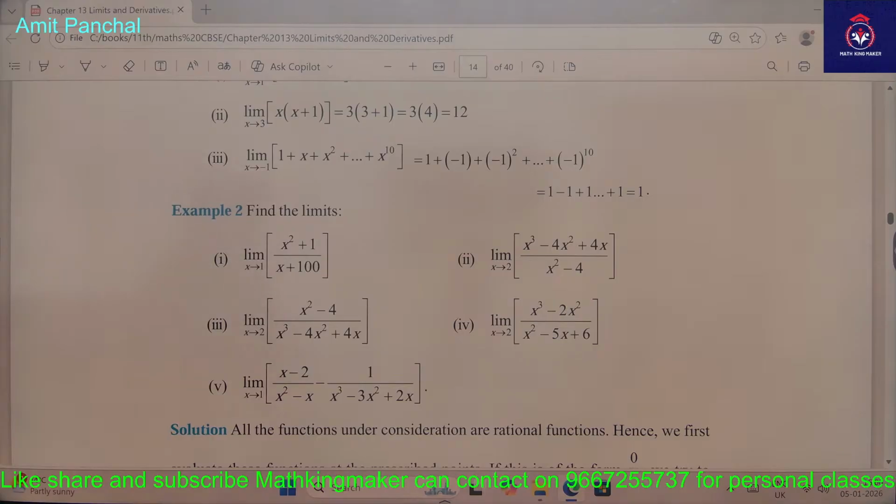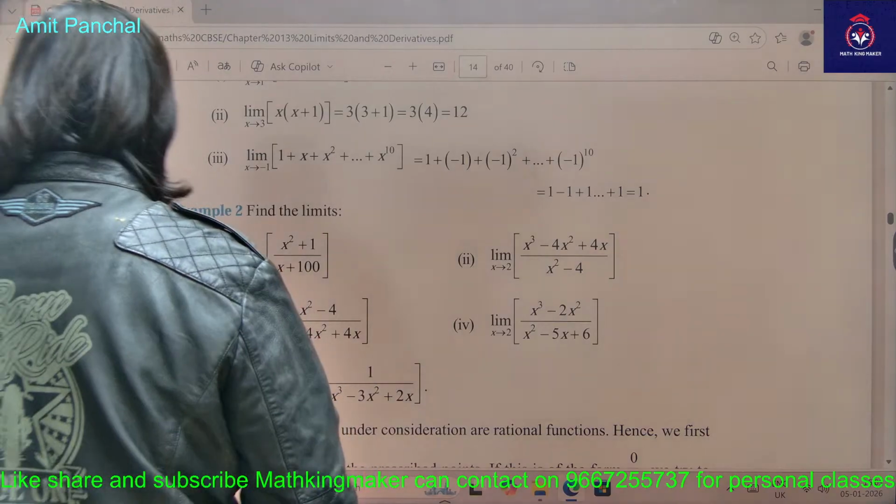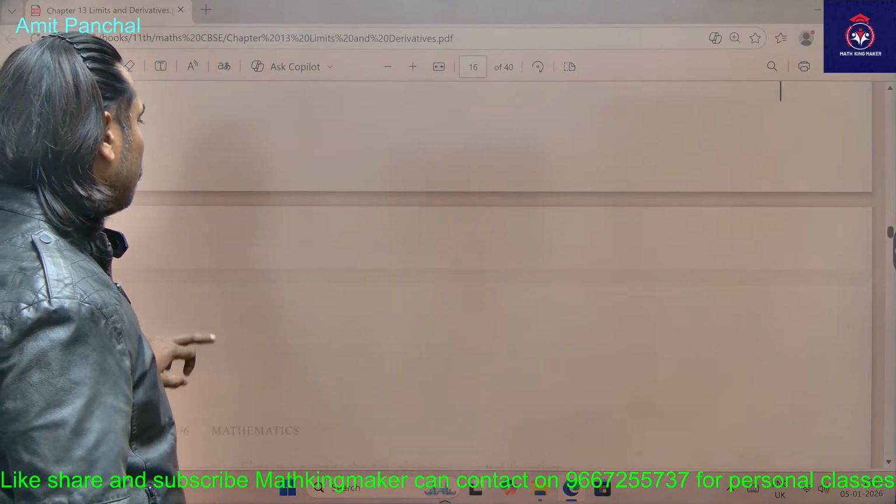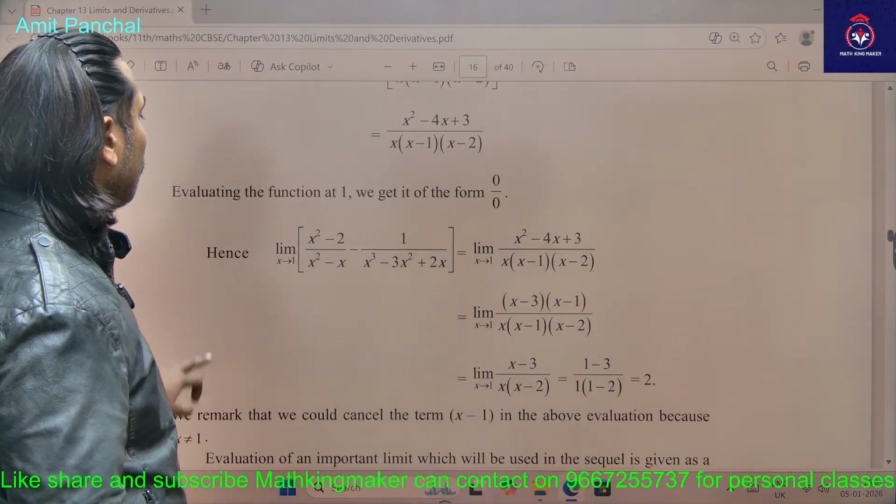Done it or not? 1 second, sir. Sir, I'm getting 2. Yeah, 2 is the right answer. Very good. It was a little bit complicated one because you need to solve it all.